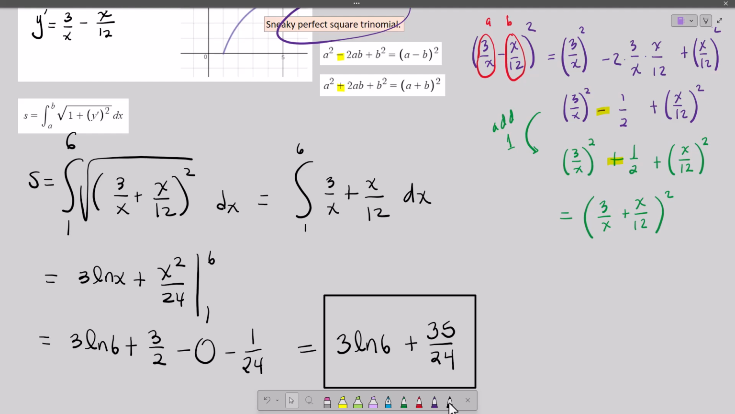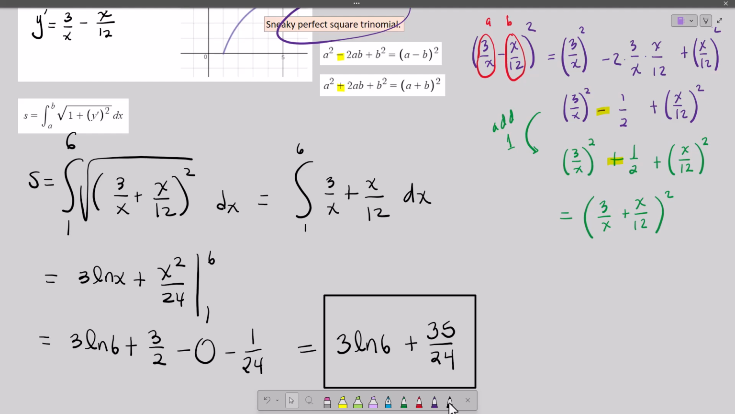Make some sense? Yeah? I got lost when you went from the integral down to 3 ln of x plus x squared over 24. So from here to here? Oh, okay. So the integral of 1 over x is natural log of x. The derivative of natural log of x is 1 over x, so then its integral is going to be natural log of x. Remember? Does that make sense? Yeah. And then this one is just a polynomial, so the coefficient is like 1/12 times x, so then it becomes x squared over 2. And multiply the 2 by the 12.